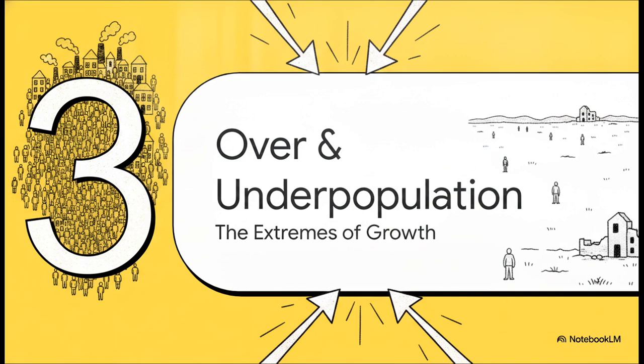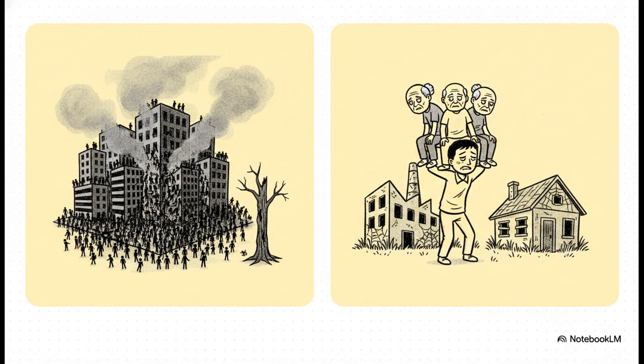Section 3. Overpopulation versus underpopulation. What happens when these varying growth rates hit the extremes? Neither scenario is exactly a walk in the park. Overpopulation severely strains a country's resources. It leads to massive housing shortages, high unemployment because there just aren't enough jobs to go around, and heavy environmental degradation. But underpopulation, that is just as challenging.